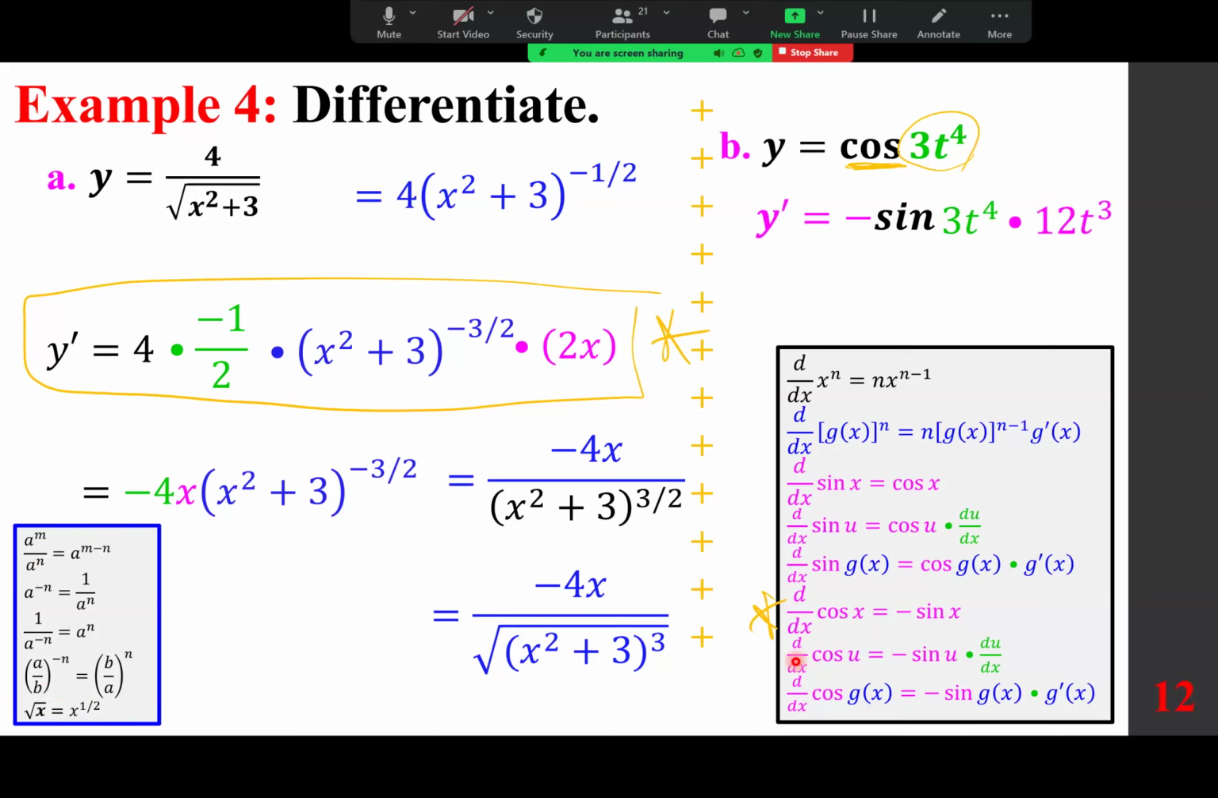Now you can look at this one, d/dx of cosine u is minus sine u du/dx, or d/dx of cosine of g of x is minus sine g of x times g prime of x, in this case minus sine g of t times g prime of t. You put the 12t cubed in front, and that's the final answer. So minus 12t cubed sine of 3t to the power of 4.